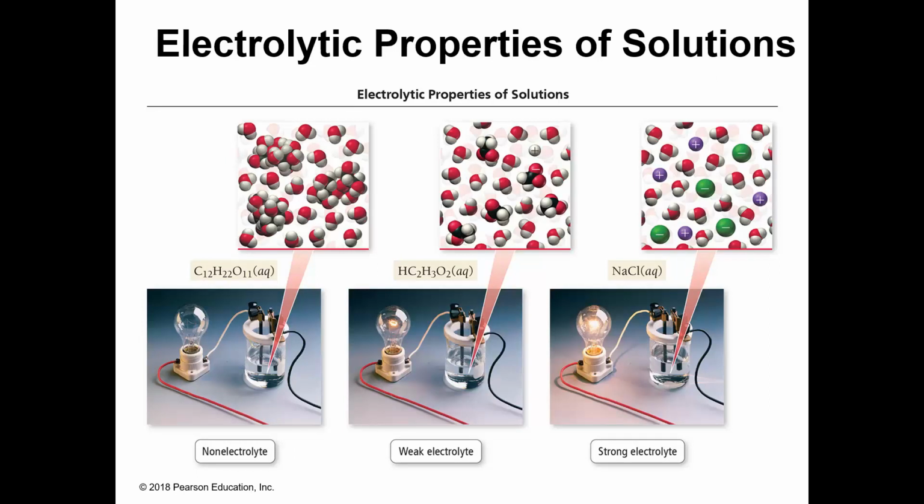In fact, here are three examples. Here's a sodium chloride solution. You put two electrodes in there, you hook up a battery or stick it in an outlet, and that light bulb lights up. That shows you that electrons are flowing through. That's a strong electrolyte. A soluble ionic compound is always a strong electrolyte, okay?